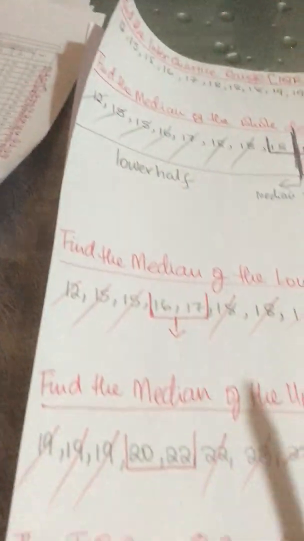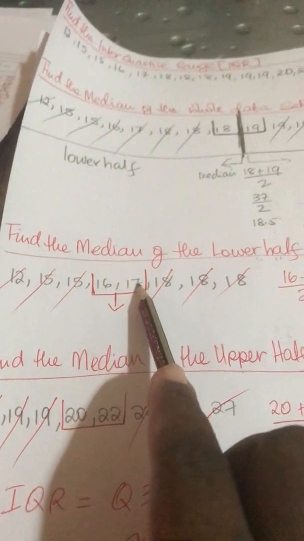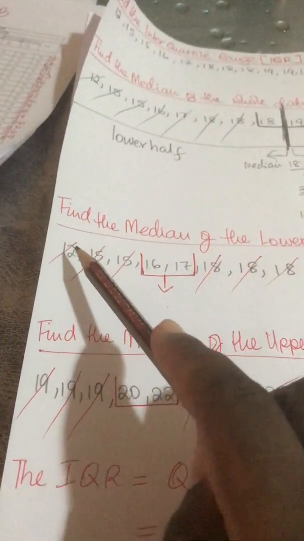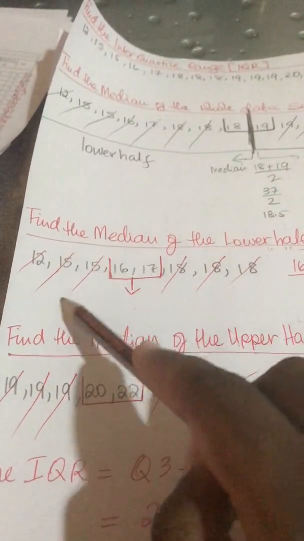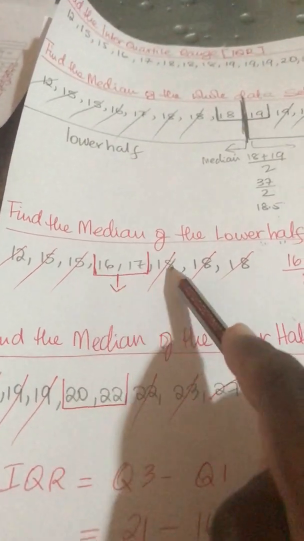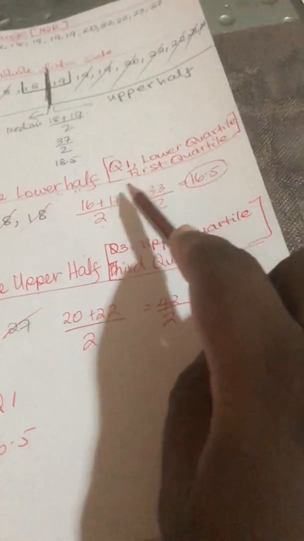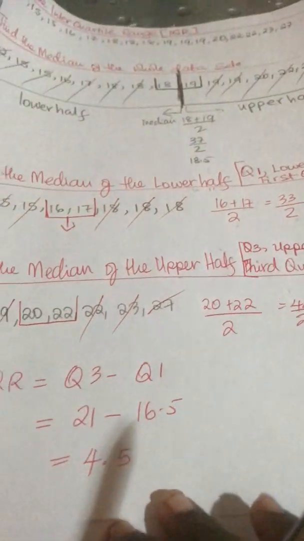Alright. So I took the numbers that are on the lower half, which are 12, 15, 15, 16, 17, 18, 18, and 18. And then I found the median. I crossed 12 with 18, 15 with 18, 15 with 18. I was left with 16 and 17. So what will I do? I will add, divide by 2. I got 33 over 2, and I got 16.5.